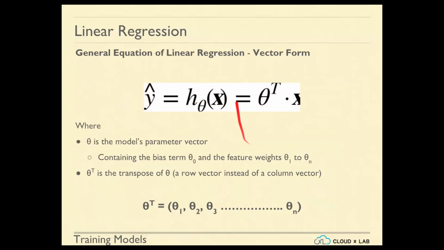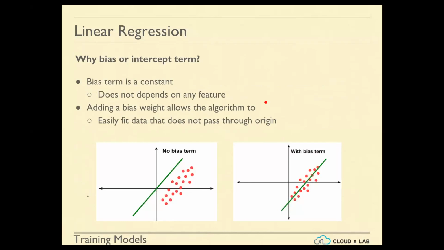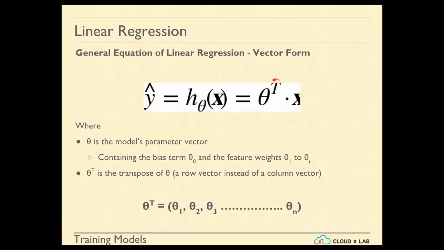So the general equation of linear regression is this. We say that y hat equals h theta of x. Theta is the model parameter vector, you can say. If we are thinking about linear regression, the same thing we have written here can also be written like this. We are saying theta transpose multiplied by x, and we will get an answer.